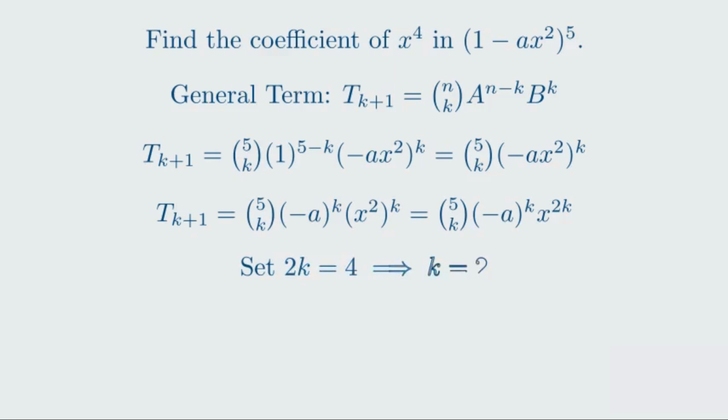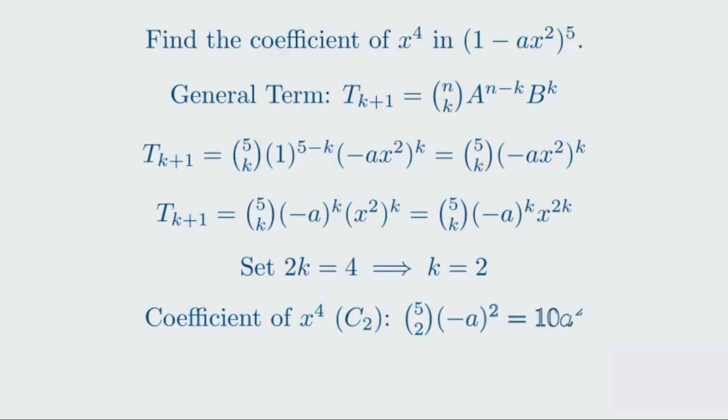Now we can find the coefficient by substituting k equals 2 back into our expression for the general term. The coefficient, which we'll call c sub 2, is 5 choose 2 times negative a to the power of 2. Calculating this, 5 choose 2 is 10, and negative a squared is positive a squared. So the coefficient is 10a squared.